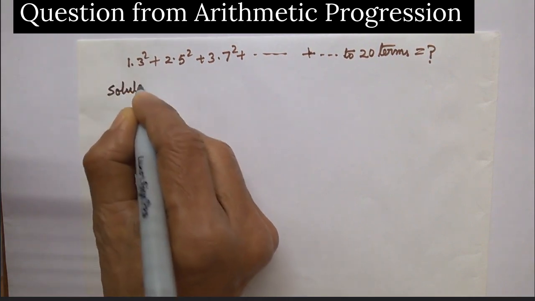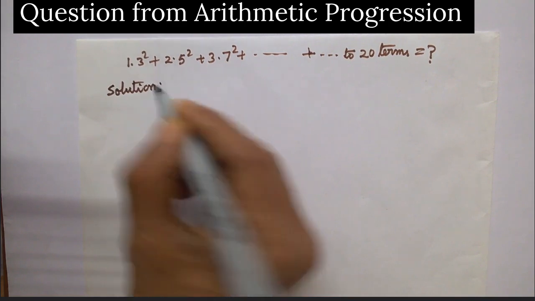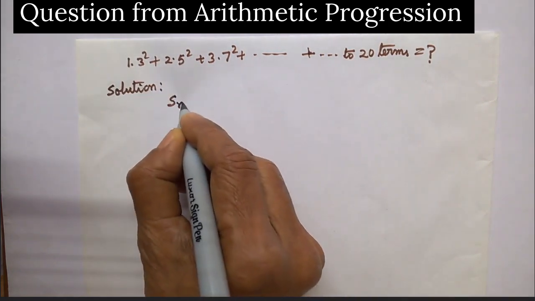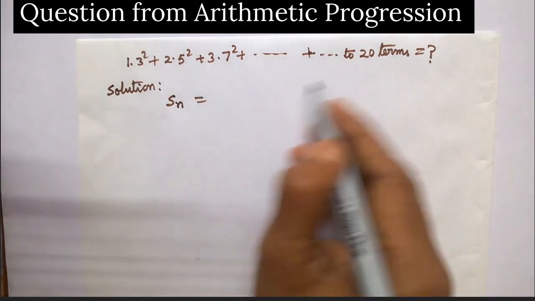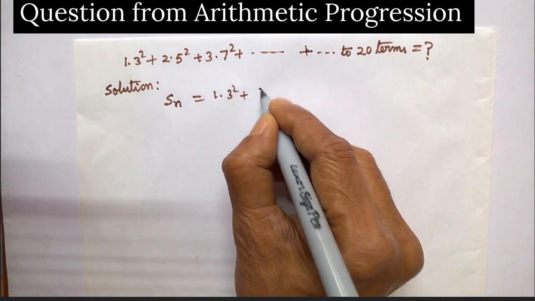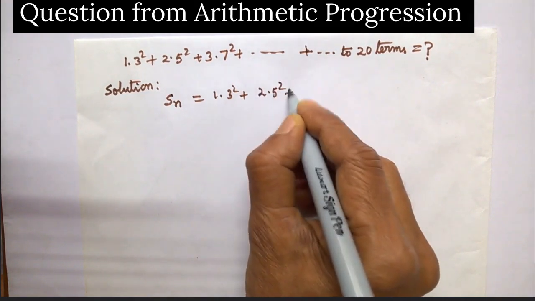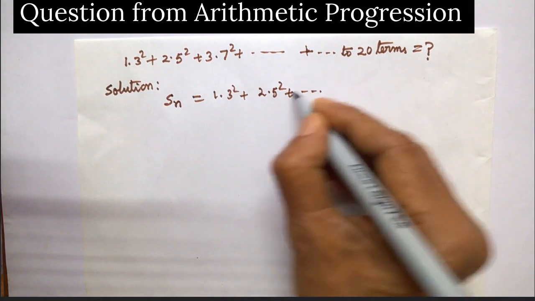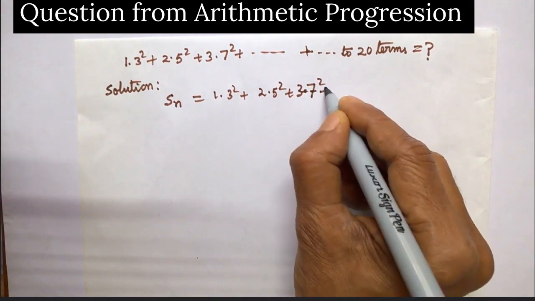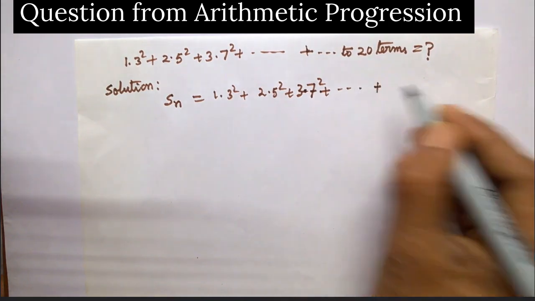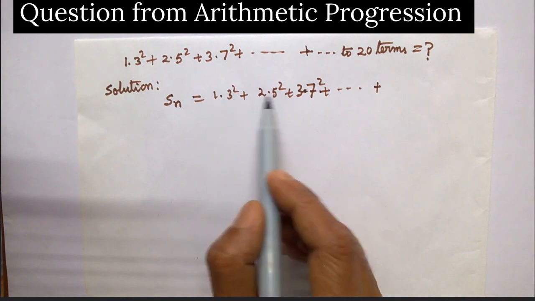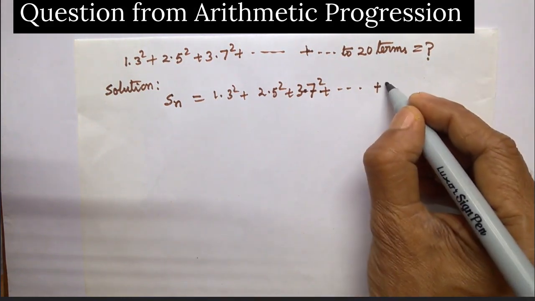Solution. Write this as Sn, where S means the sum of n terms. 1 into 3 square plus 2 into 5 square plus 3 into 7 square plus and so on. What will be the nth term? See, the first factors are in AP: 1, 2, 3, and so on. So the nth term will be n.